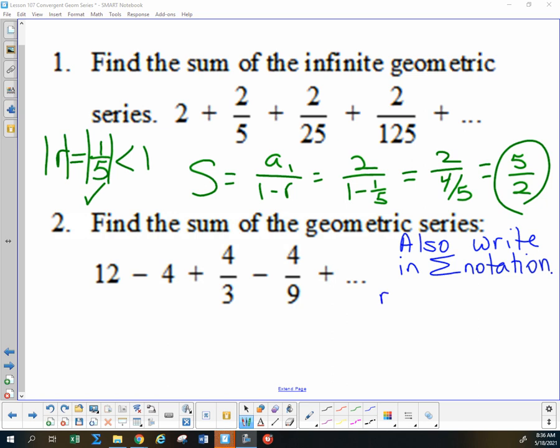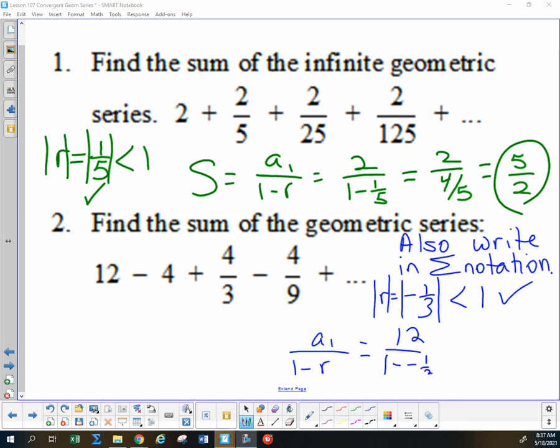For this one, what was your common ratio? -1/3. We haven't had a negative ratio before. That was the little twist I was talking about. So that absolute value is less than 1, so it is still convergent. That means that our sum will be first term over 1 minus R, so 12 over 1 minus -1/3 becomes 1 plus 1/3. So we are looking at 12 over 4/3, which does indeed become 36 over 4, or 9 for that sum.